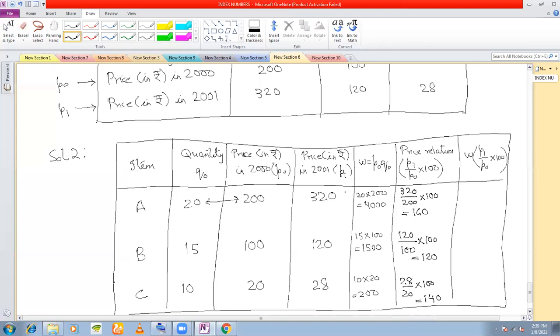Now you multiply the weights by the price relatives. So the first one will be 4000 into 160. This will give you 6,40,000. And the next one is 1500 into 120, so this one will be 1,80,000. And the next one will be 200 into 140. This one will be 28,000.